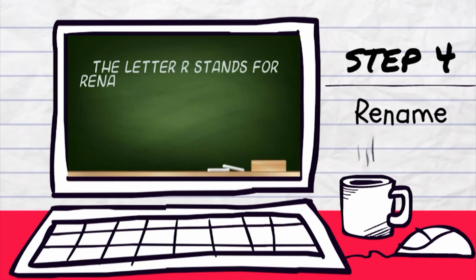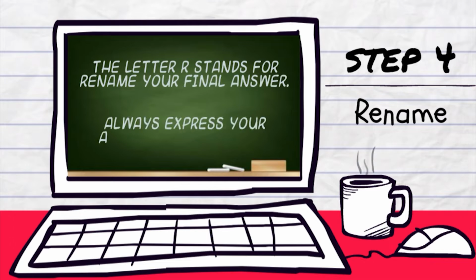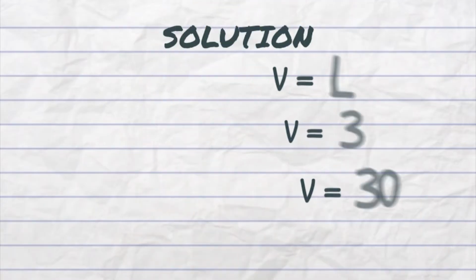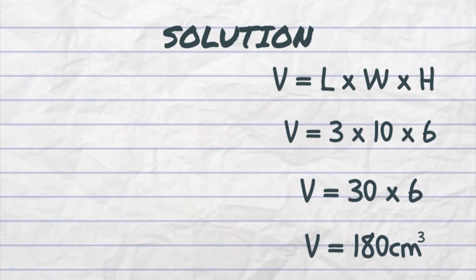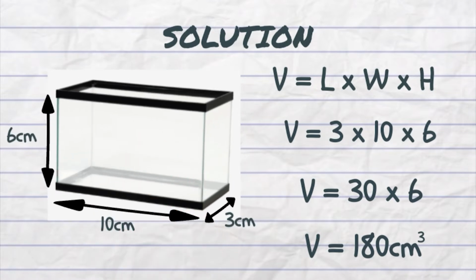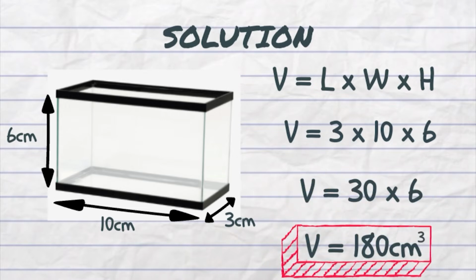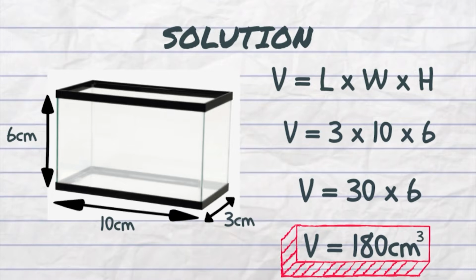The letter R stands for rename, or rename your final answer. Always express your answer in cubic unit. So let's go back to our solution. Our final answer is 180. But if you look at the aquarium, we are using the unit centimeter. And we multiply this unit by 3. Therefore, this will be in cubic centimeter, or with the exponent 3. Once we put the cubic unit on the answer, we can now say that the final answer is 180 cubic centimeter. Now that we are finished solving the problem of Weng and Jay, let's proceed to our problem number 2.